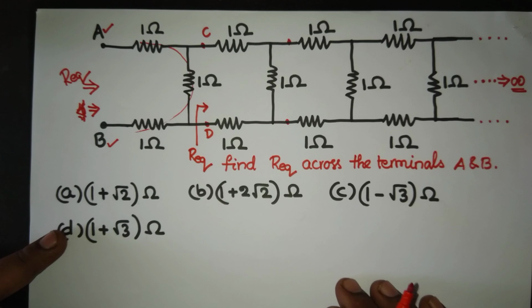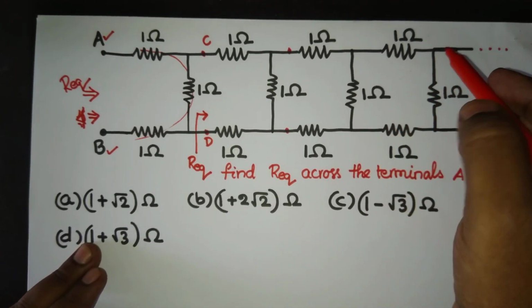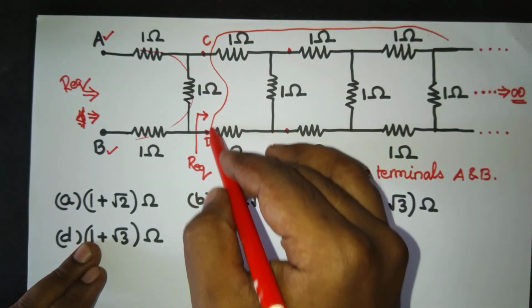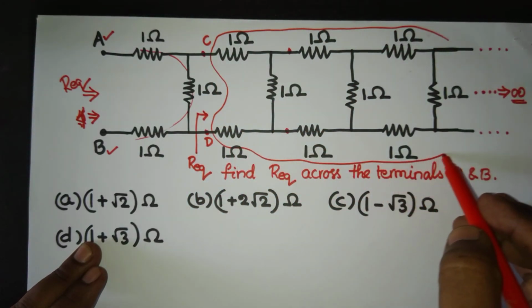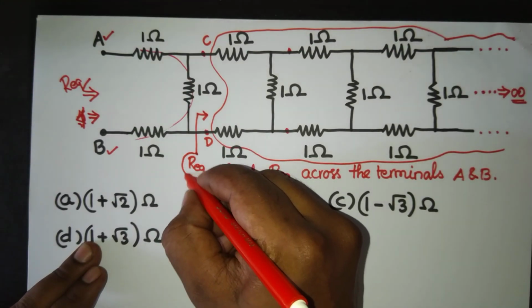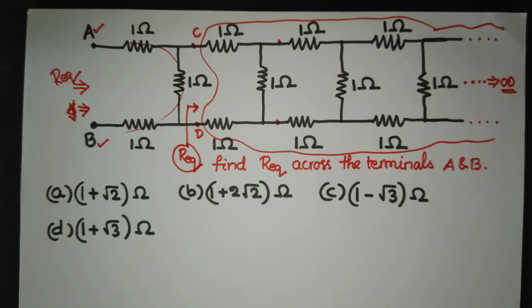So for simplicity, whatever portion we have on this end, whatever we have here, so on up to infinity, everything we will take as one resistance value, that is R equivalent. Okay, so now how do you do this?